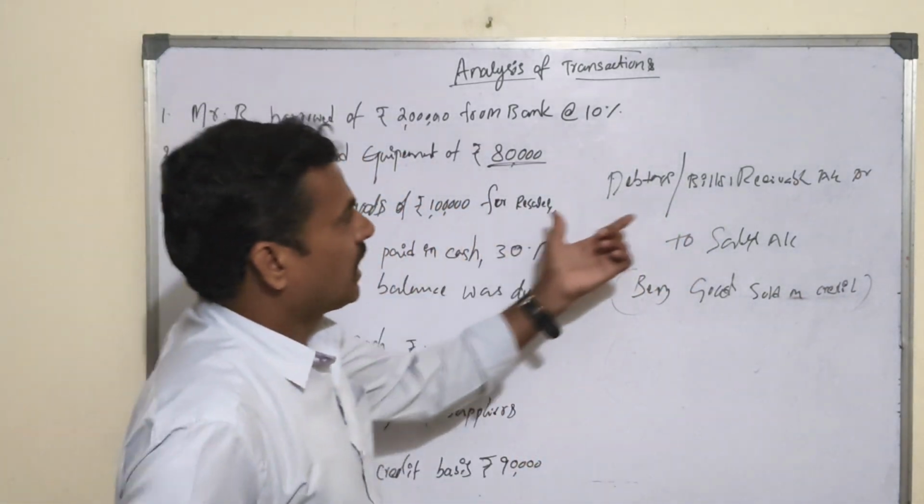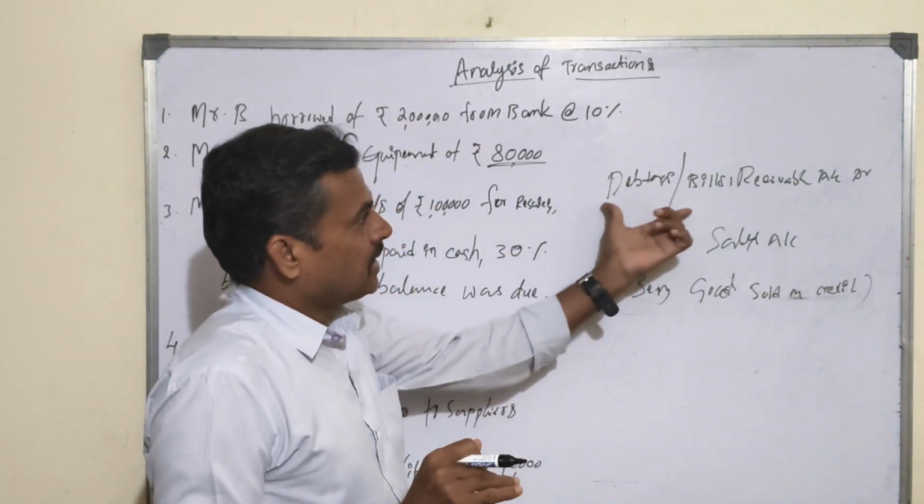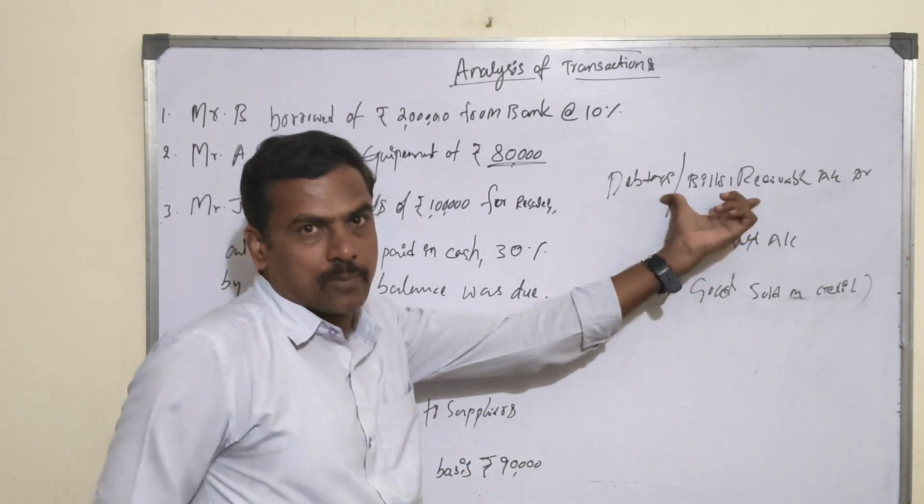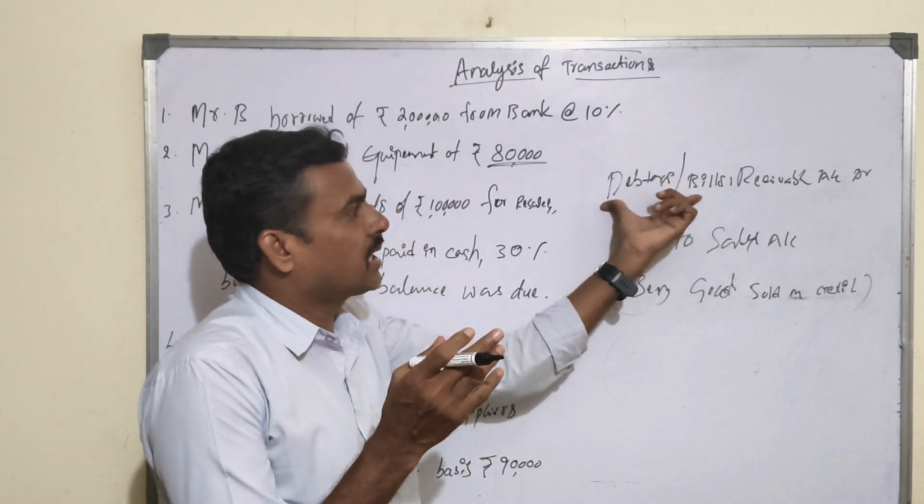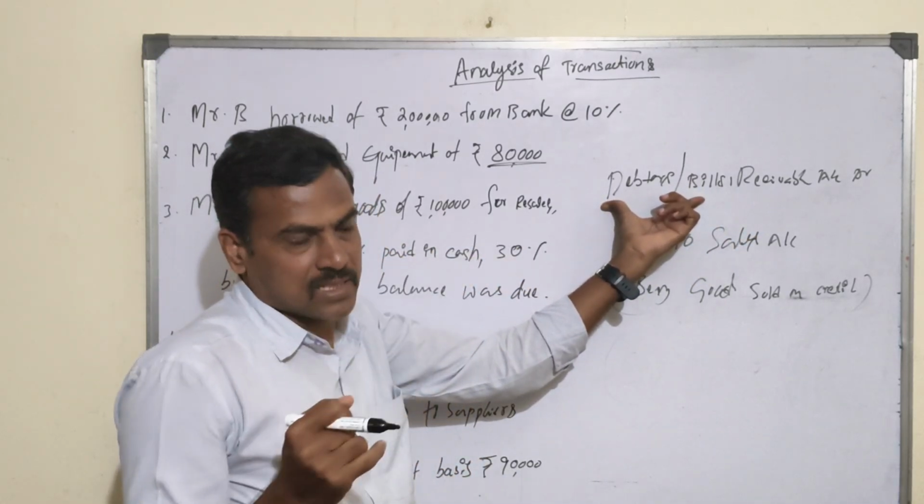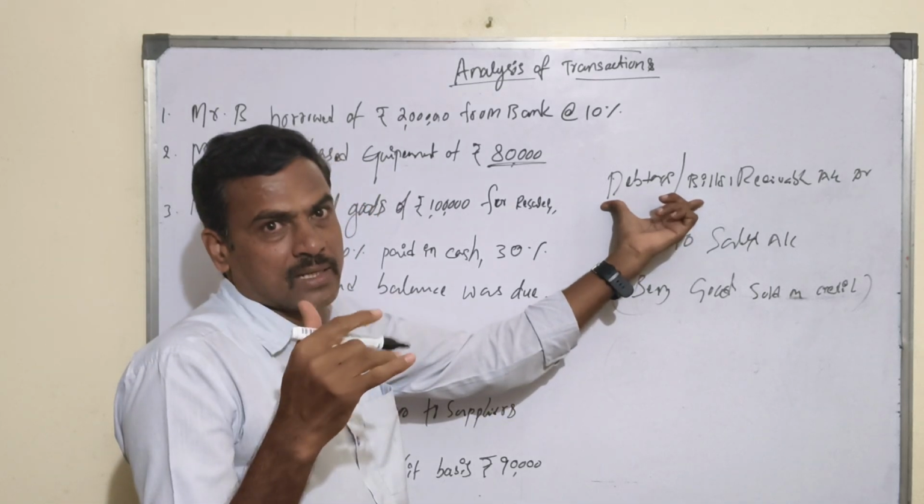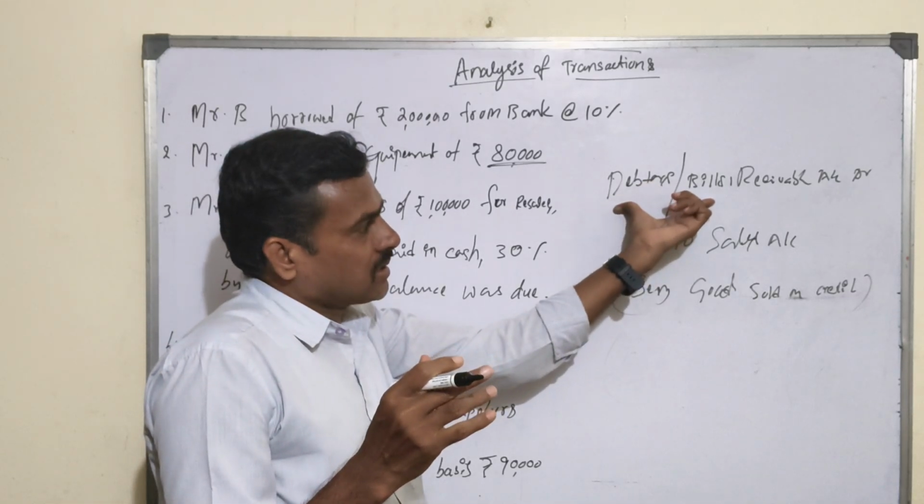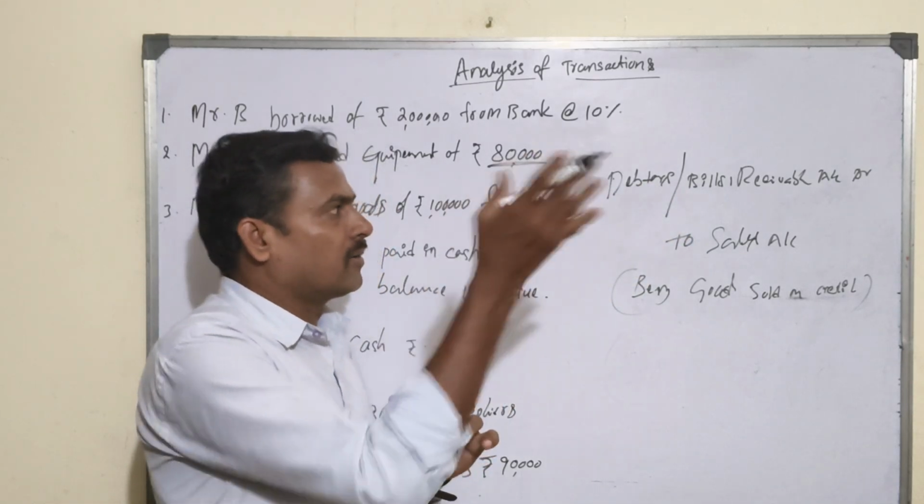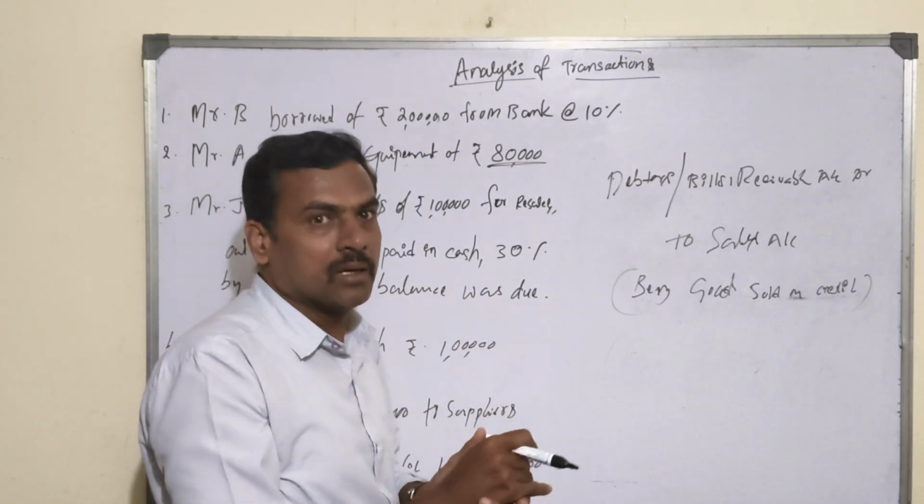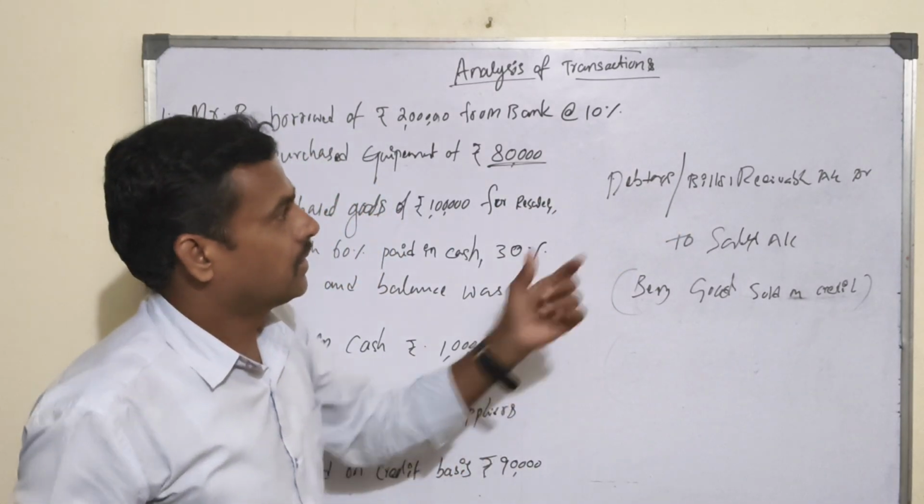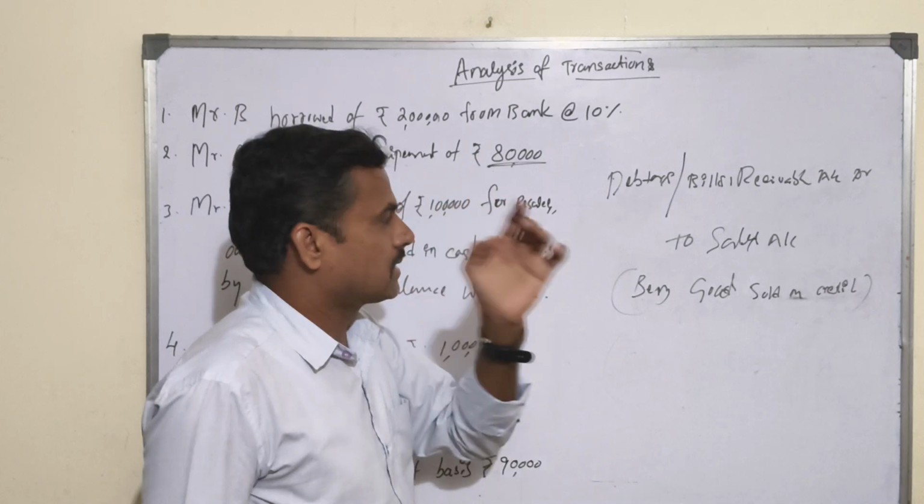Now, if you analyze these transactions, the element is debtors or bills receivable. What is the nature of debtors? Current asset under the balance sheet, right? What are current assets? The current assets are those assets which can be converted into cash or cash equivalent within 12 months of period. That's why they are current assets.